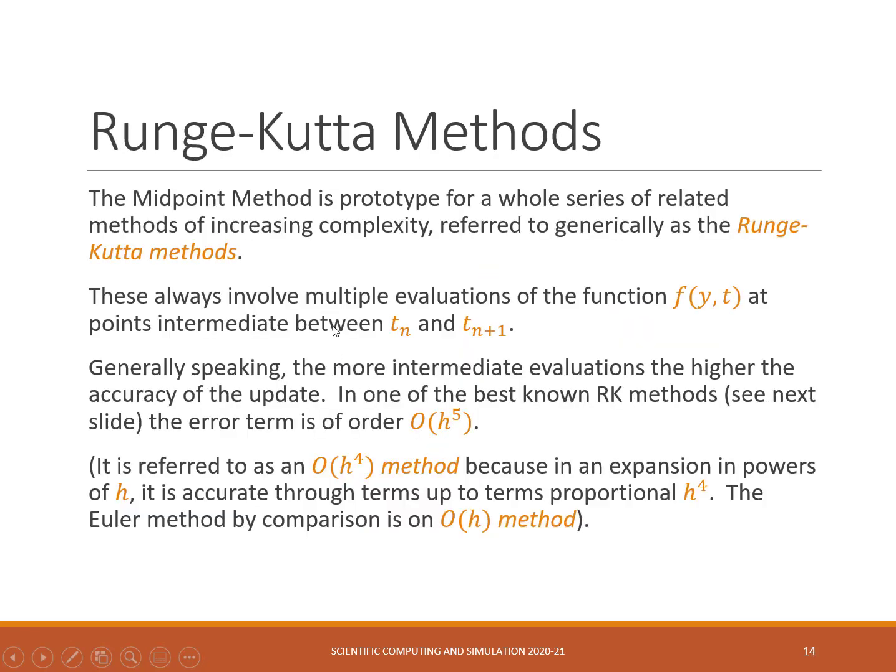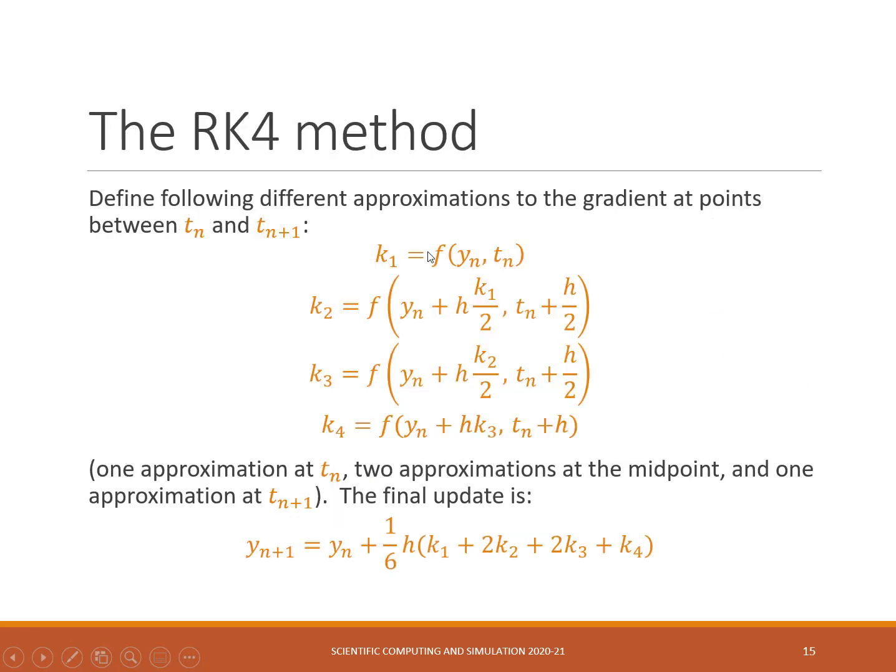In the midpoint algorithm, we halve the step size and obtain the value of function f at the intermediate point between t_n and t_{n+1}. To increase the approximation accuracy, it is possible to divide the interval between t_n and t_{n+1} into multiple points, say into 4 intermediate evaluations. This method is generally known as Runge-Kutta. For instance, RK4 is one of the best known Runge-Kutta methods.